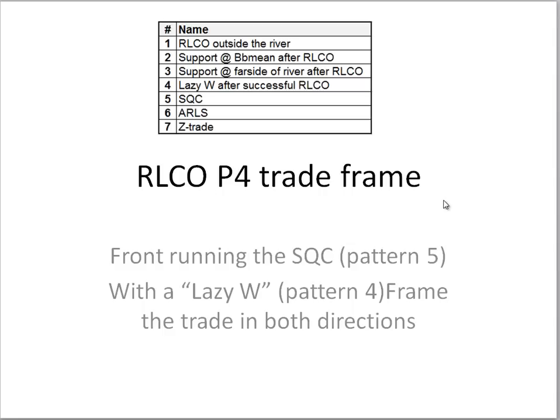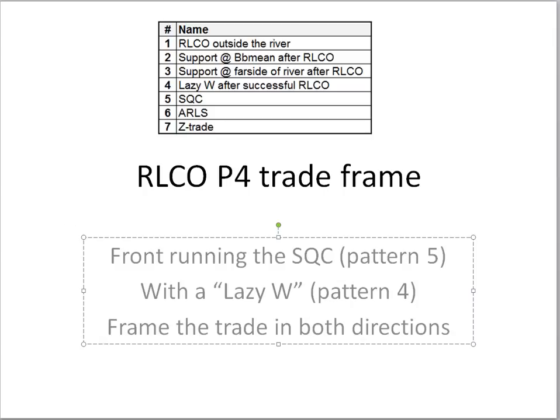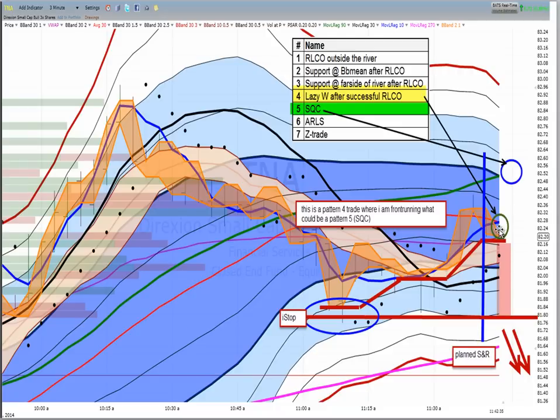So that's the RLCO 2014 trade frame, where we're trying to front run the SQC pattern 5, and so we essentially are using that lazy W pattern 4 to frame a trade in both directions. Again, that's the key point that I want to make, is that the critical state that we're framing here allows us an opportunity for a favorable reward to risk trade to the upside and to the downside.